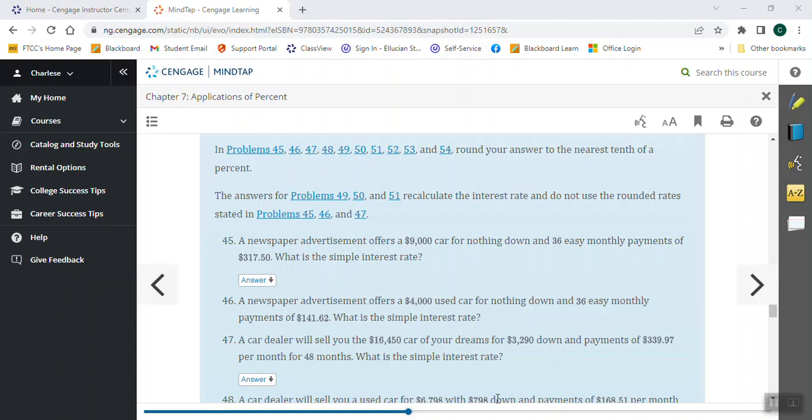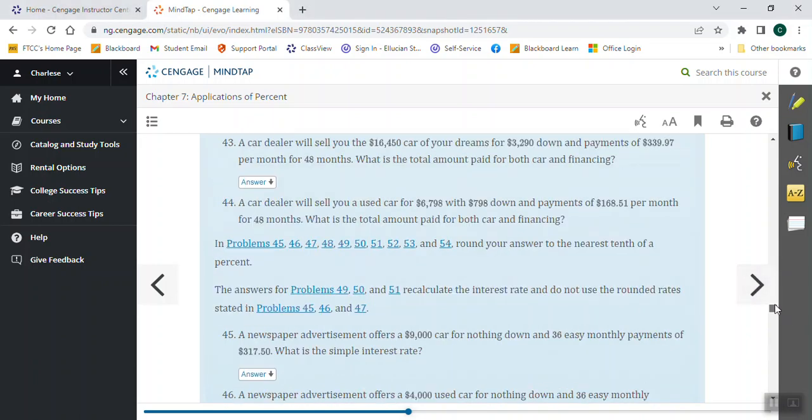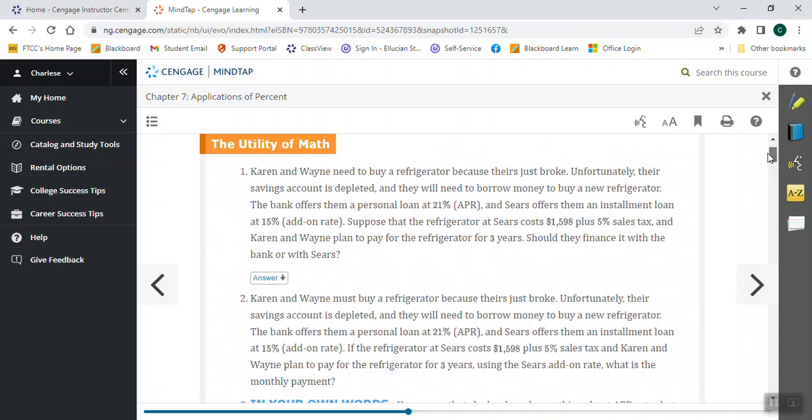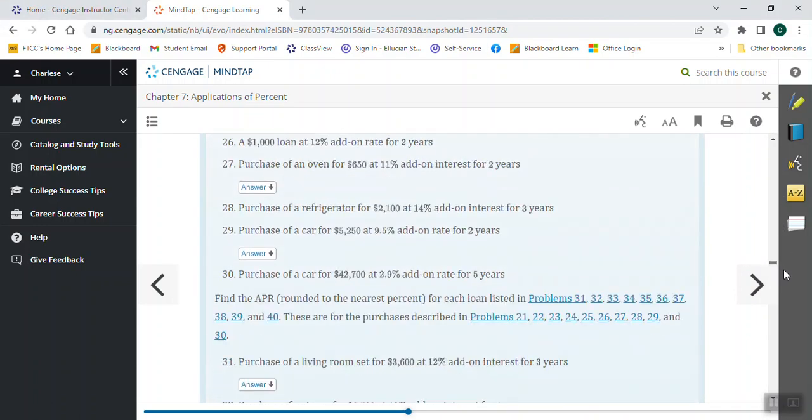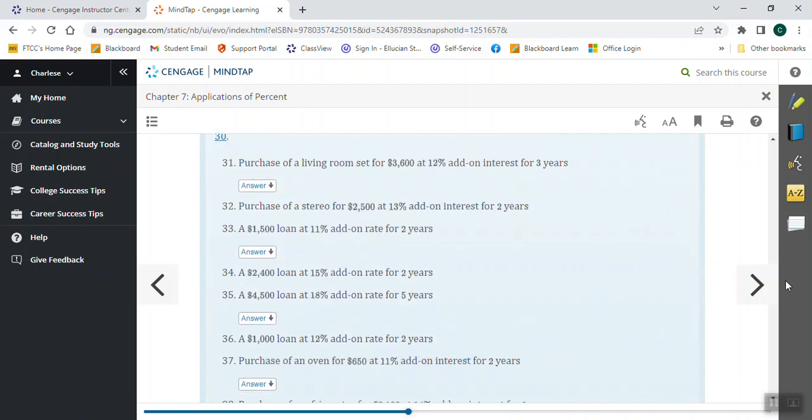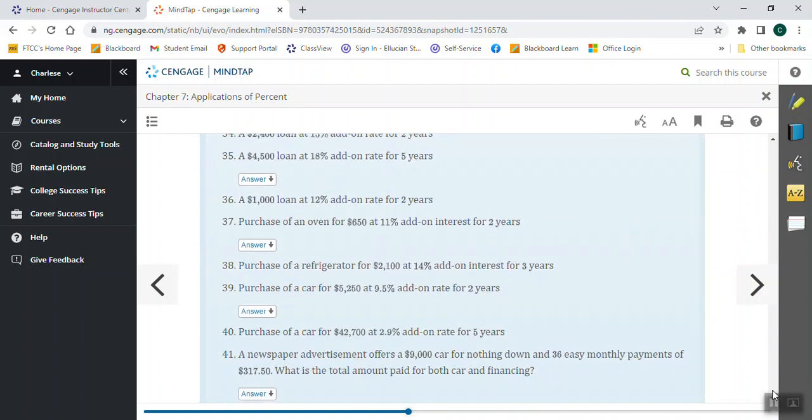All right, y'all. So by request, I pulled up a few problems from your book and from your homework for us to look at and work on. So this is applications of percent, a 7.3 problem set. I'm going to do one from 7.3, one from 7.4, and one from 7.5. So let me scroll down.